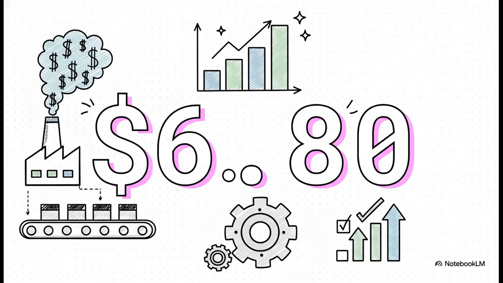So if Company A made 20,000 widgets in April, they just divide the total conversion cost by the number of widgets. And bam, they find out it cost them $6.80 to convert the raw materials for every single unit they made. This becomes a vital metric. If it suddenly jumps to $7.20 next month, they know something's wrong and they need to investigate.